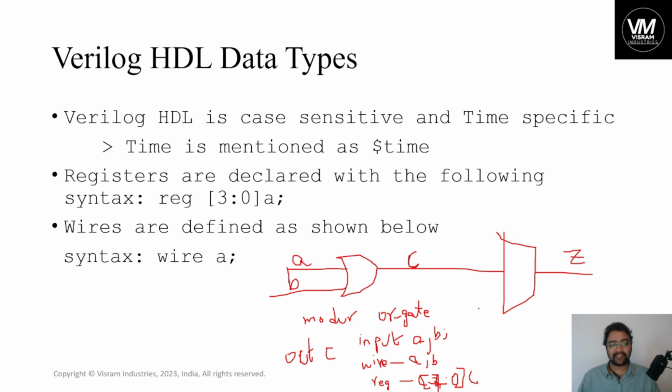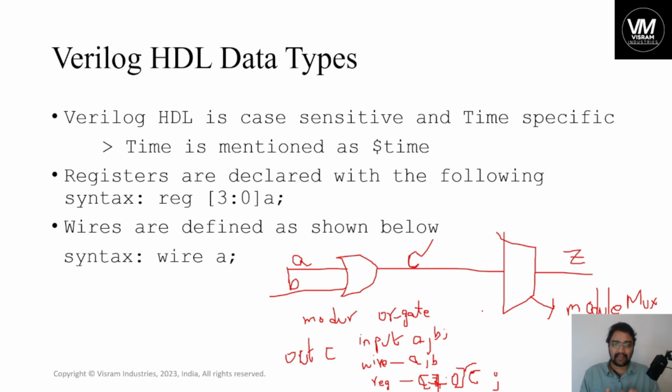You have to mention the size of the wire if you are seeing any carry in the operations. I'll explain in a bit in the arithmetic operators. So registers, in this way. But what is the input for the mux? Input is C. When you are writing module mux, input is C. So that is how you should be so specific between every other logic cell.